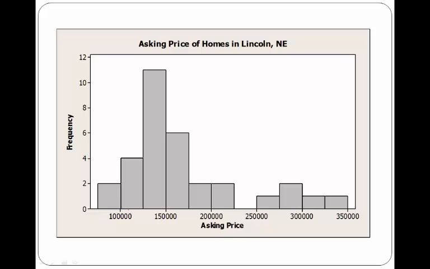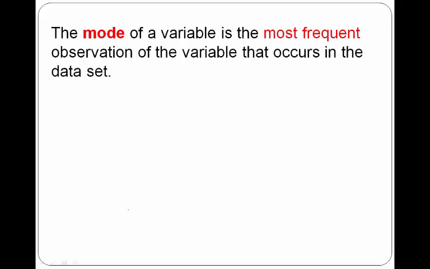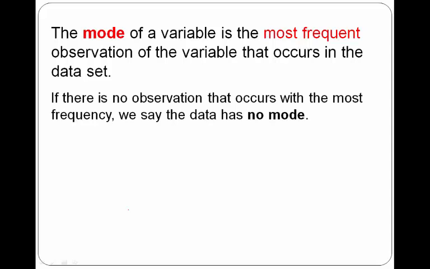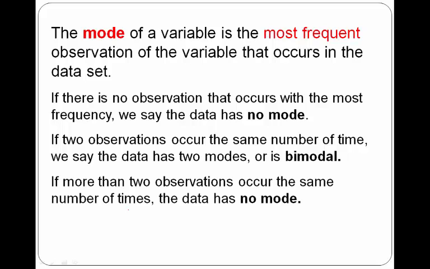In Objective 4, determine the mode of a variable from raw data. The mode of a variable is the most frequent observation of the variable that occurs in a data set. If there is no observation that occurs with the most frequency, we say the data has no mode. If two observations occur the same number of times, we say the data has two modes, or is bimodal. If more than two observations occur the same number of times, the data has no mode.